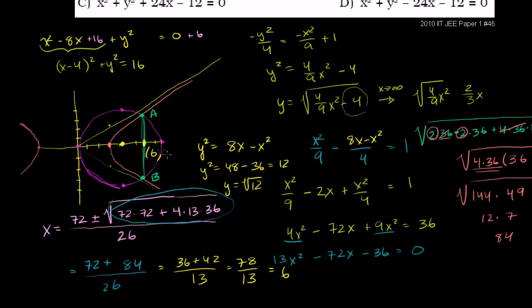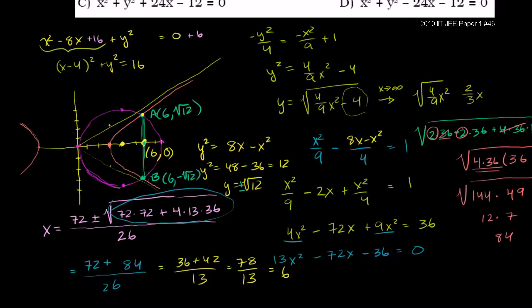Sorry, this point over here is 6 comma 0. That's the center. But the actual intersection point is going to be 6 comma positive square root of 12. And I should say this is a positive or negative square root of 12, and this over here is going to be 6 comma negative square root of 12. This right here is 6 comma 0. That's the center of our circle.